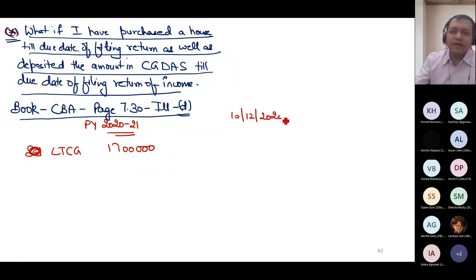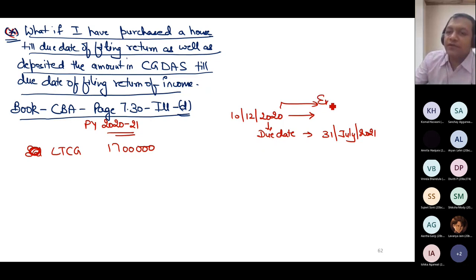I know that I can purchase a house within 1 year before or within 2 years after. For construction, it is 3 years after. And if I don't take the decision of purchasing or construction till the due date of filing the return of income, what is the due date? Do you remember the due date for an individual for this year? 31st July 21. Because this year will end on which date?